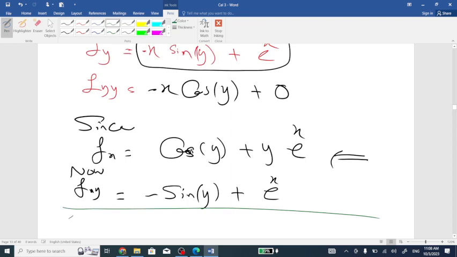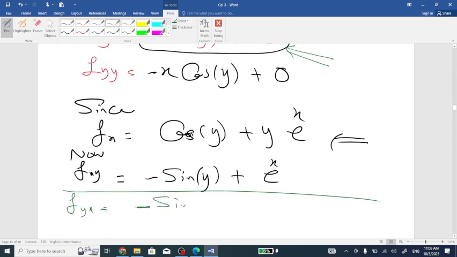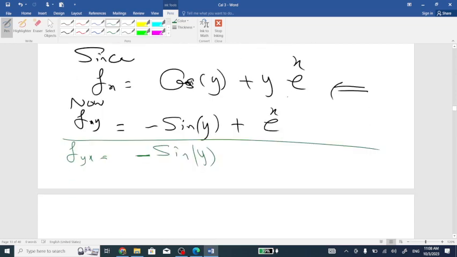Now, how about finding fyx? I need to derive fy by x, again for the second time. Am I right? Yalla. Derivative of here by x: minus sine y. Am I right? Minus sine y. How about the derivative of here? Itself, e to the x. Clear, dears? I think it's not hard. Any question?